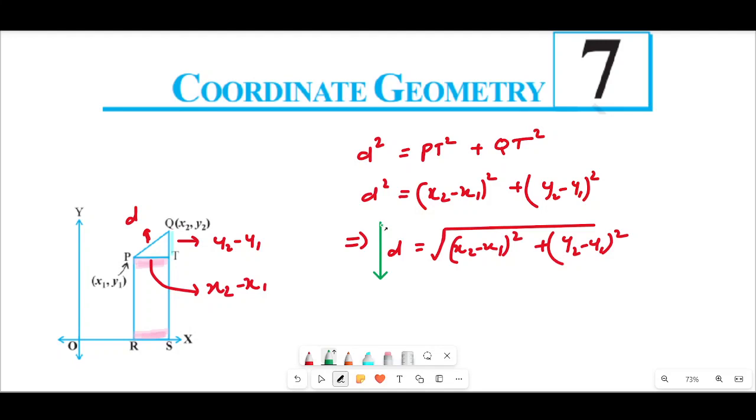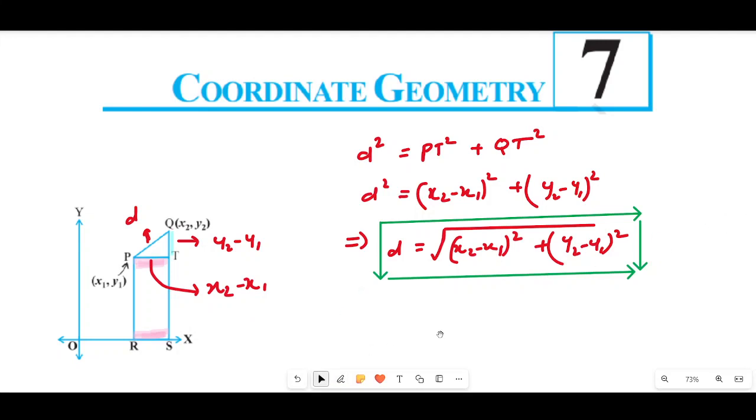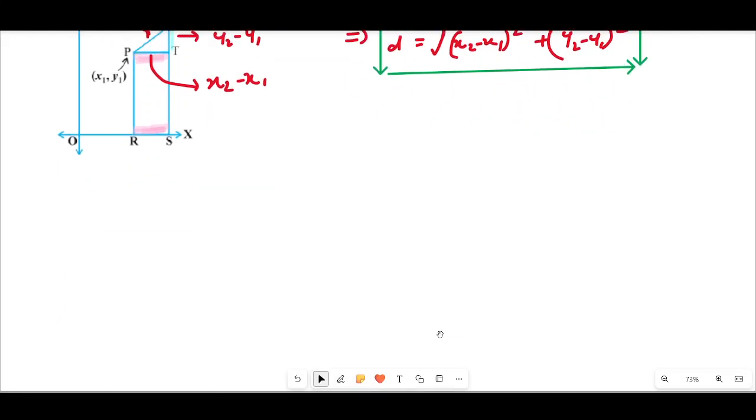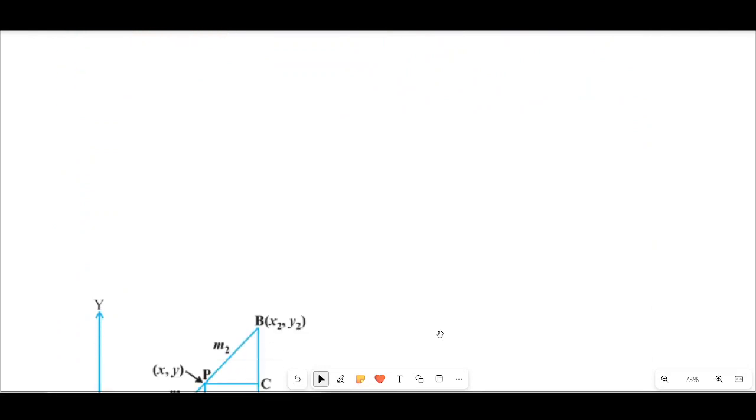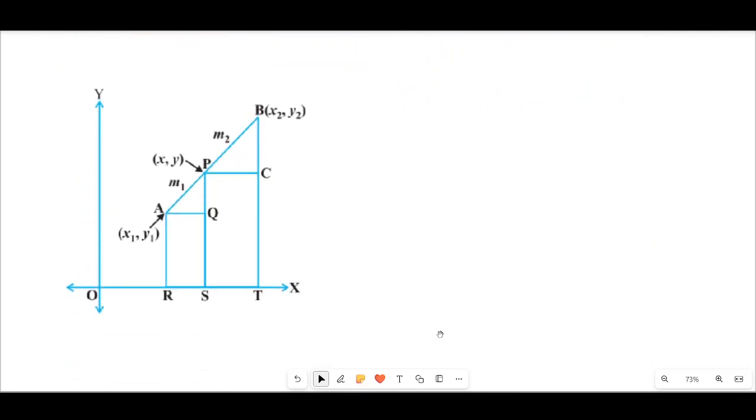We can solve this in exercise 7.1. But before this, we will solve the section formula. Clear? Now, what will be the ratio of M1 and M2? That is our aim.